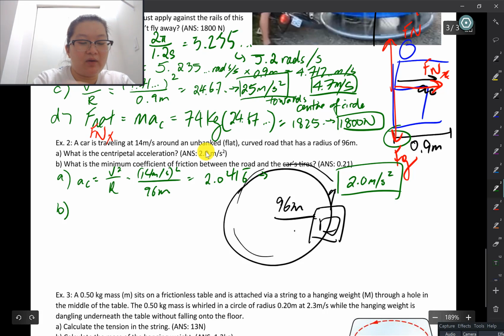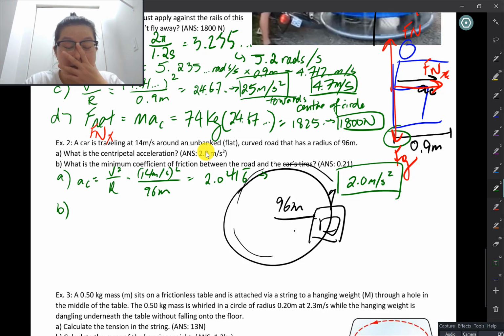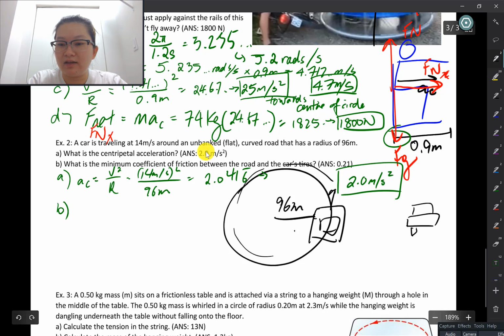Question B is probably where we're going to have a bit of trouble. So the key in question B is to draw a free body diagram. In fact, I'm going to draw a free body diagram of this car from the behind view. So imagine we're looking at the car from behind. Okay, those are the tires, and the car is traveling along the road, but this road is curved, which means that the centripetal acceleration of this car must be going towards the center of the circle.